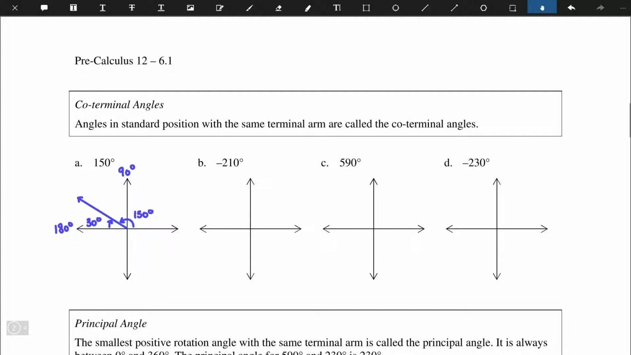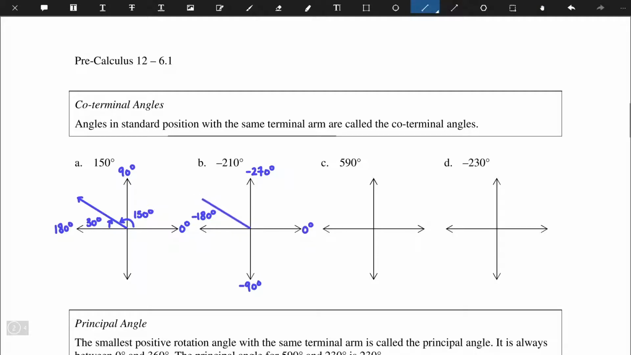Okay. In example B, negative 210 degrees. So again, we start with 0 degrees here on the positive x-axis, and then we have negative 90 degrees, negative 180 degrees, and then negative 270 degrees. So we know that since the angle is somewhere between negative 180 degrees and negative 270 degrees, once again the angle will be in quadrant 2.